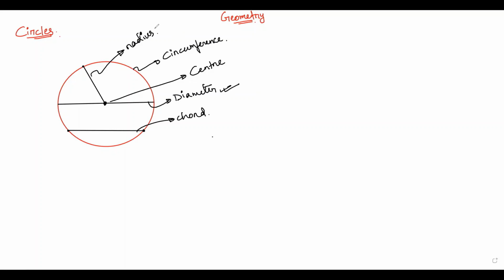Now, if we denote the length of the radius by small r, in that case, the line segment joining these 2 points will also be of length r, as it would be the radius of the circle. In a similar way, the line segment joining the center of the circle with this point on the circumference will also be the radius of the circle. So this length will also be small r. But we know that this total length is the diameter of the circle. So we can say that the diameter of the circle would be r plus r, that is 2r. So the diameter of a circle would be 2 times the radius of the circle.